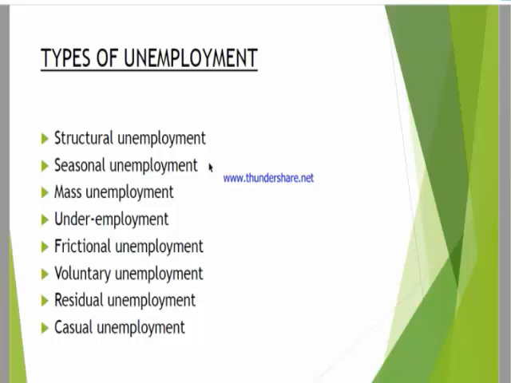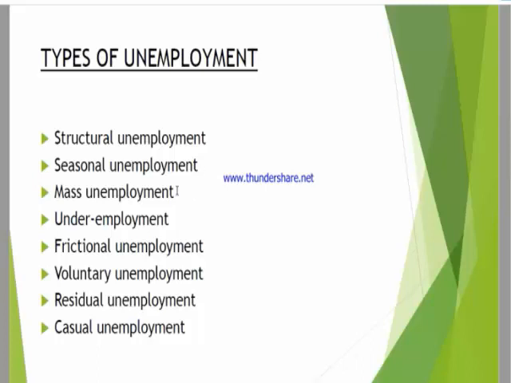The second type of unemployment is the seasonal unemployment. This type has to do with the companies that produce seasonal commodities. So when the product that company is producing is no longer in season, you have such a company laying off its workers. So this is another type of unemployment.